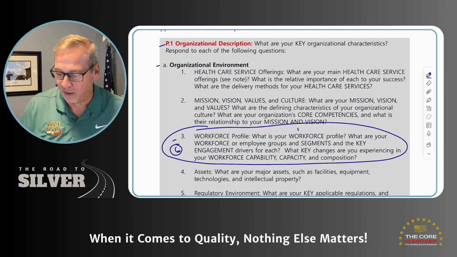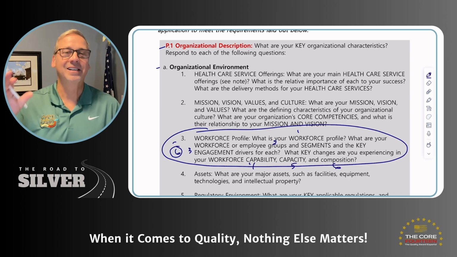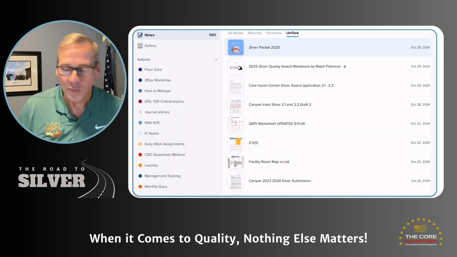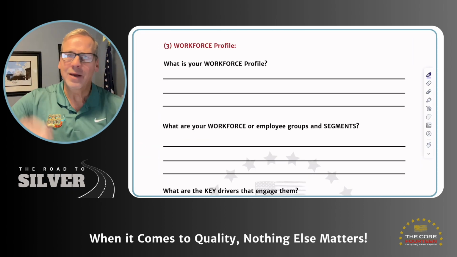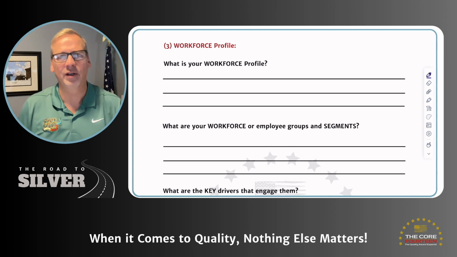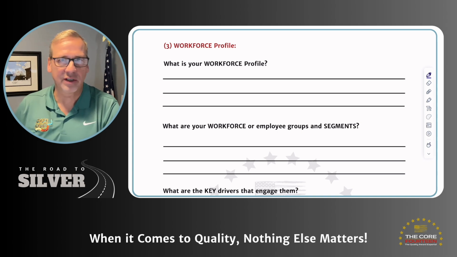Question number 1, what is your workforce profile? Question number 2, what are your workforce employee groups or segments? Question number 3, what are their drivers of engagement? Question number 4, what key changes are you experiencing? Capability, capacity, and composition. There are 6 parts to this question, which is why I created this workbook. We have one for all 3 levels, the Bronze, the Silver, and the Gold, so that you don't miss any parts of the question.